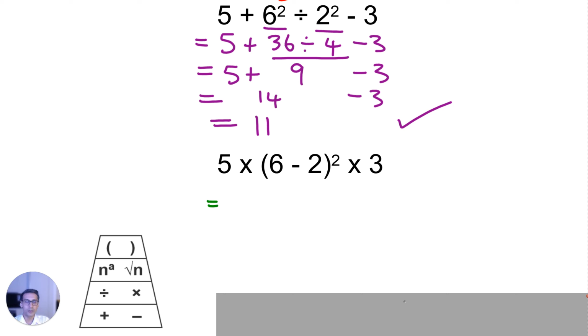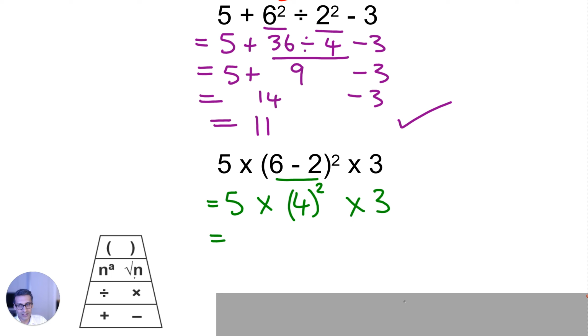Okay, if you haven't finished, pause the video. First thing we want to do is the brackets. So this becomes 5 times 6 minus 2 is 4, and there's a square on the outside, times 3. You don't have to write the bracket on the second line. I will, just to be consistent here.